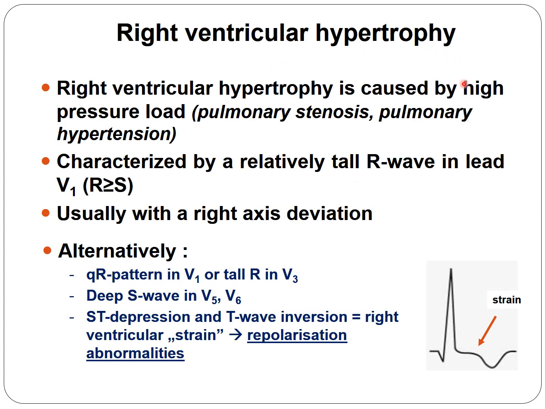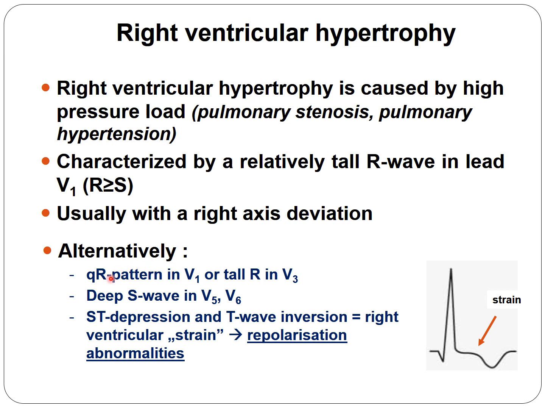Right ventricular hypertrophy is caused by high pressure load due to pulmonary stenosis or pulmonary hypertension. This is characterized by a relatively tall R wave in the right ventricular leads, for example in V1, where the R/S ratio is bigger than 1. So the R is bigger than the S. Normally we have a small R and a deep S wave in V1. Here, however, we have an R complex. Usually this is associated with a right axis deviation.